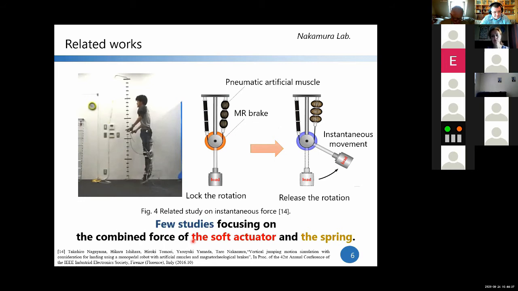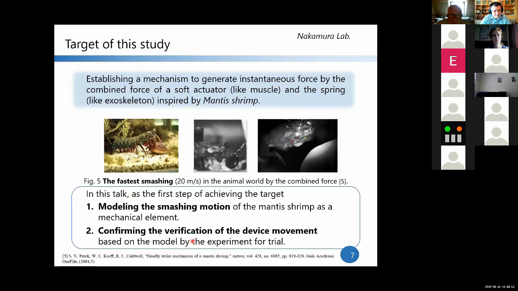Therefore, the target of this study is establishing a mechanism to generate instantaneous force by the combined force of a soft actuator like muscle and the spring like exoskeletons inspired by the mantis shrimp. It is said that the mantis shrimp smashing with the combined force is the fastest in the animal world. So I thought imitating this mechanism is a shortcut to generate instantaneous force.